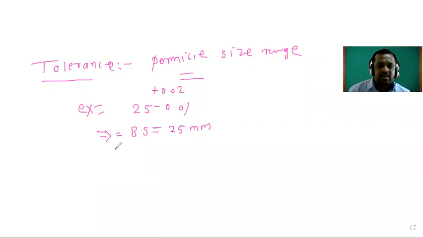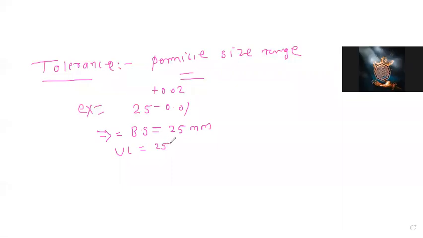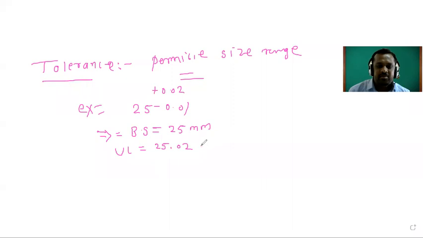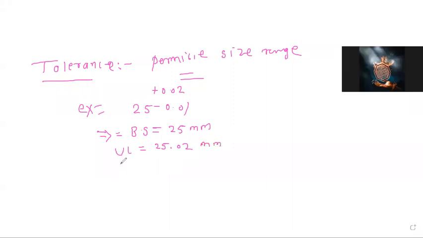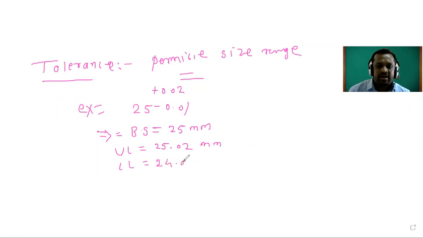Then calculate the upper limit. What is the upper limit? 25.02. 25.02 is the upper limit. Then calculate the lower limit. It is equal to 24.99. It will be the lower limit. Then this is the range.